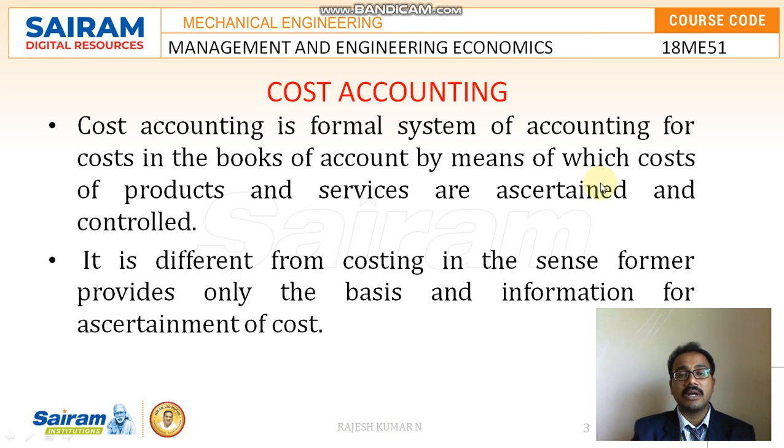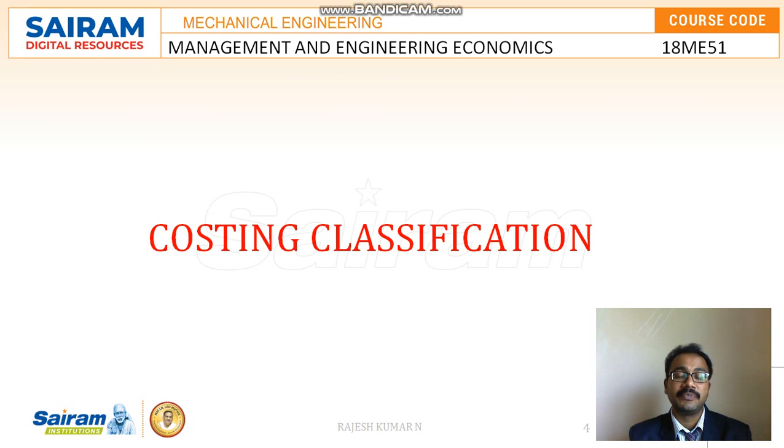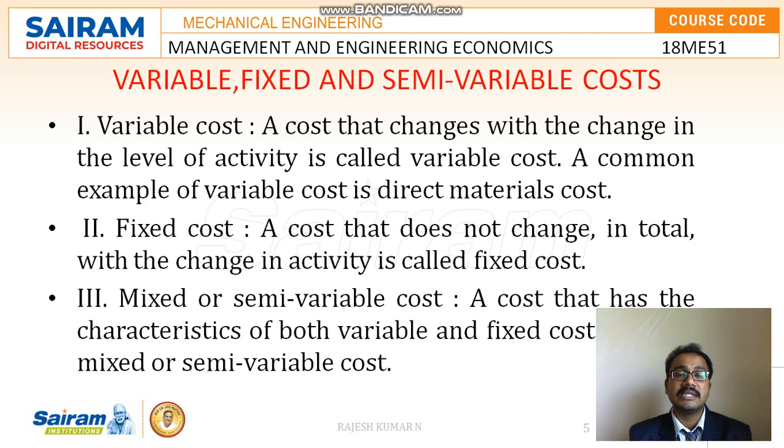And what is cost accounting? Cost accounting is a formal system of accounting for cost in the books of account, by means of which costs of products and services are ascertained and controlled. It is different from costing in the sense that the former provides only the basis and the information for ascertainment of cost. Moving to the next, costing classification, we have three major classifications, that is variable cost, fixed cost, and semi or mixed variable cost. We'll see one by one.